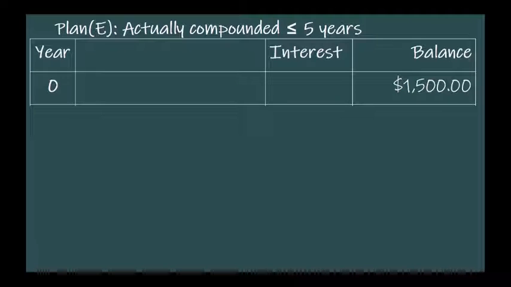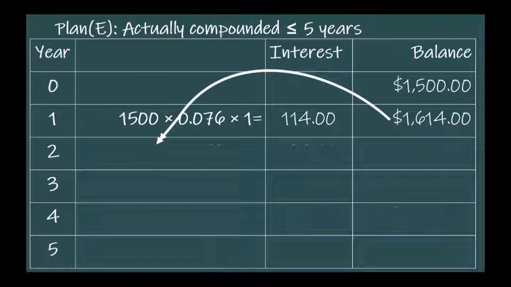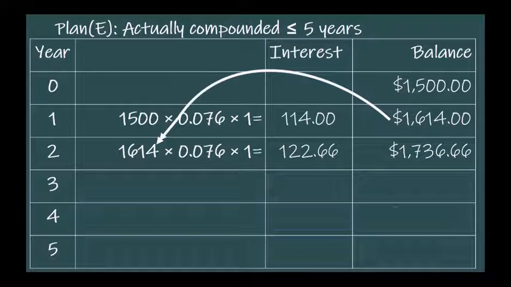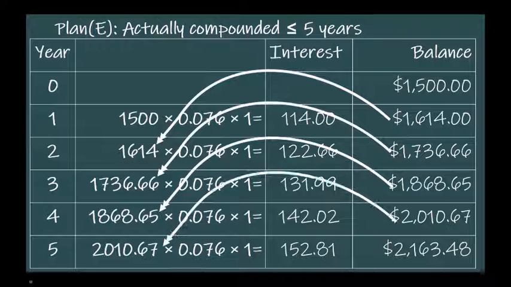Let's calculate that again. This time though, at the end of year 1, we add the 114 in interest to the previous year's balance. Therefore, year 2 begins with a principal of $1,614, and we calculate 7.6% interest on top of that. Interest on interest. We continue the same pattern, adjusting the principal at the beginning of each year. For clarity, I'm calling the beginning amount of each period the balance. The principal was $1,500. The balance changes, in this case increases, each year as the interest compounds.